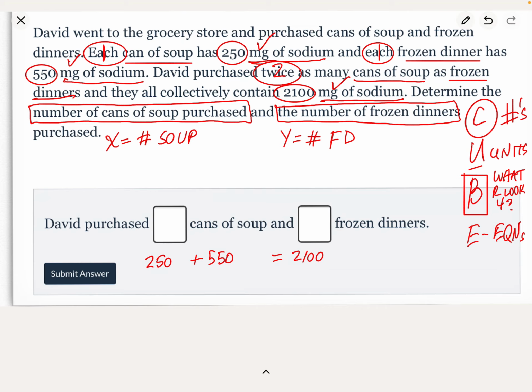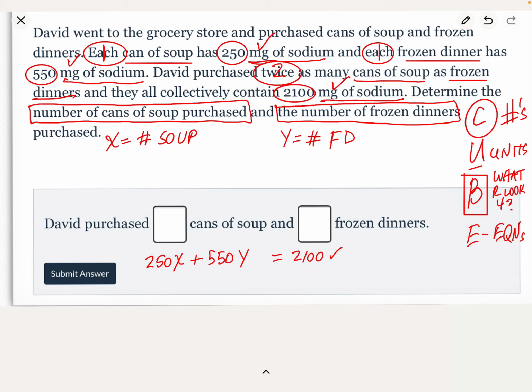I'm missing the variables. So what this is saying is every can of soup contains 250 milligrams. So 250x is telling me the total number of milligrams of sodium that I'm getting from cans of soup. And if I multiply 550 times y, that's going to tell me the total number of milligrams of sodium I'm getting from frozen dinners. And those two things combined together should equal 2,100. So that's my first equation. I can check that off.